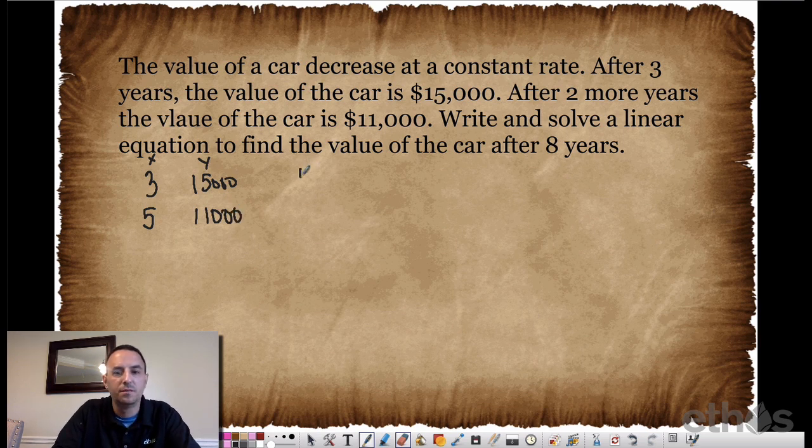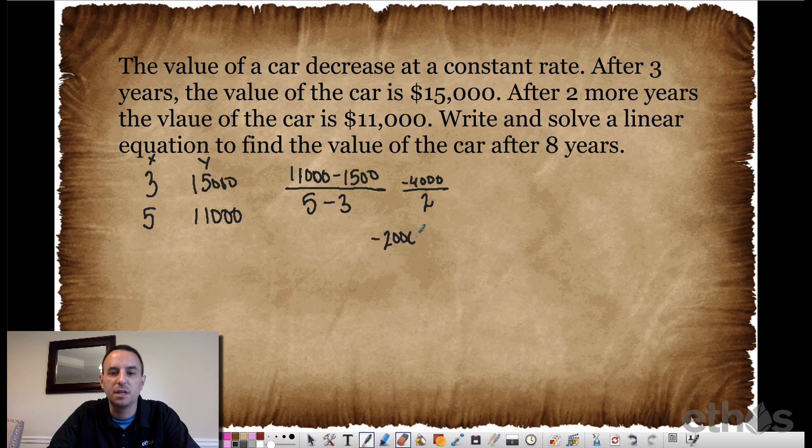So y2 minus y1. Okay, so we get 11,000 minus 15,000 divided by 5 minus 3. So that gives me negative 4,000 over 2. So that makes it a depreciation of $2,000 every year. Now I want to know the value after 8 years. So that's where I can plug in point slope. Okay. So this is where I use my point slope form.